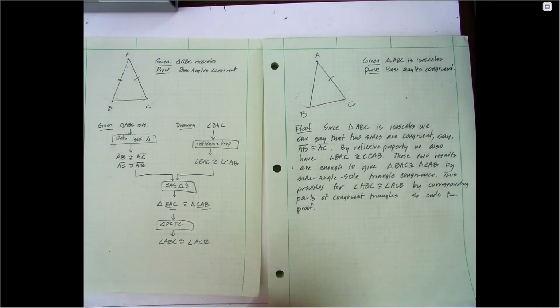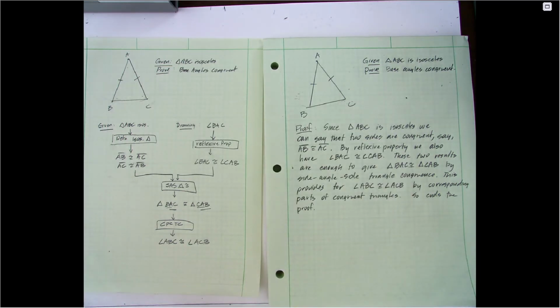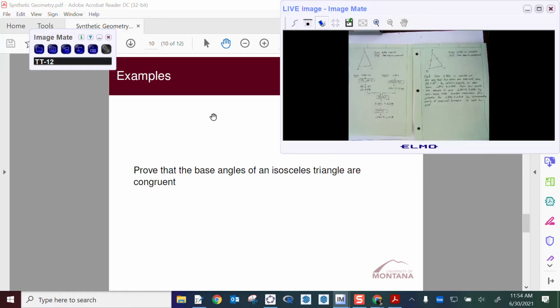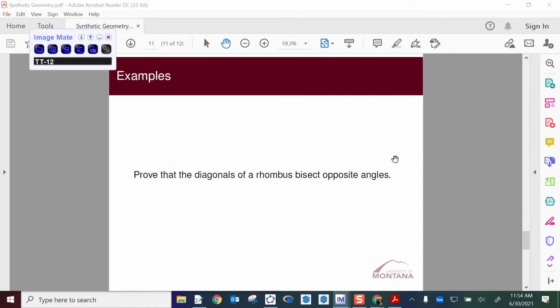Once we have congruent sides, we can argue side angle side to get congruent base angles of an isosceles triangle. We're going to use this theorem quite a bit, so let's just name it right here. Let's call it the isosceles base angle theorem, or base angles of an isosceles triangle. It's a known fact now. You can use this in proofs from here forward in our course. All right, let's go ahead and move on and talk about one more example.